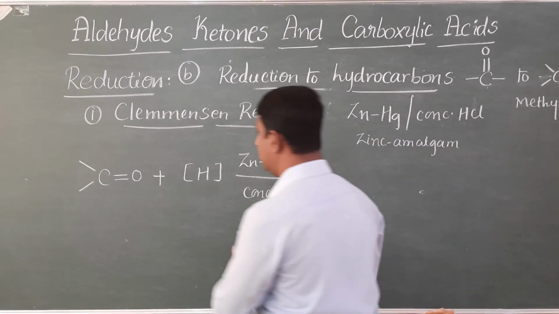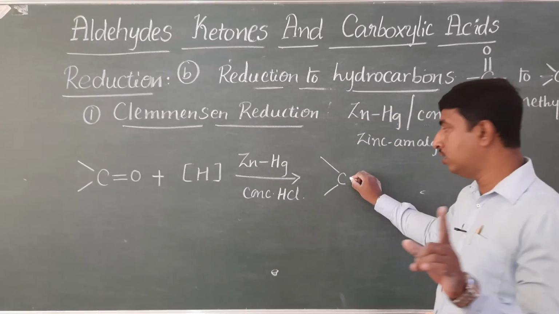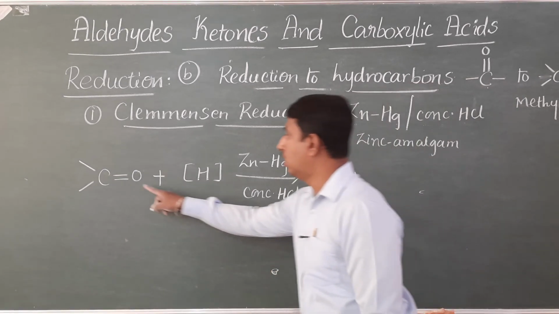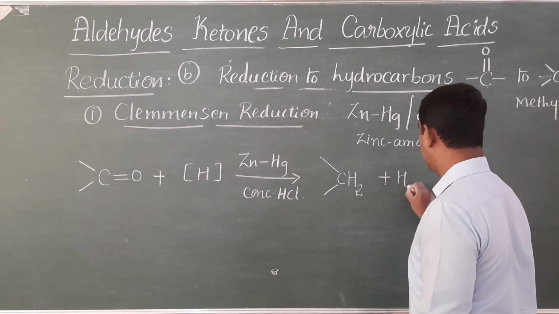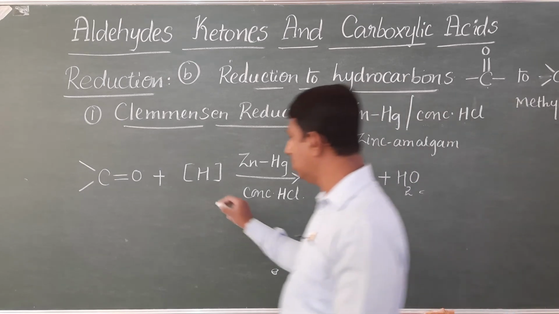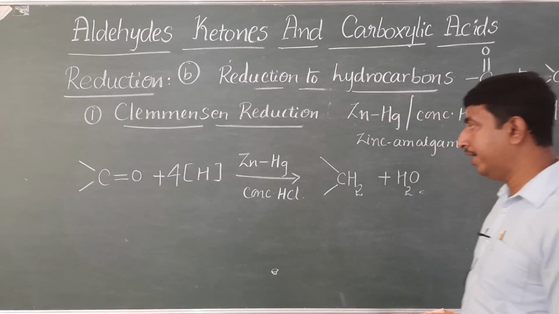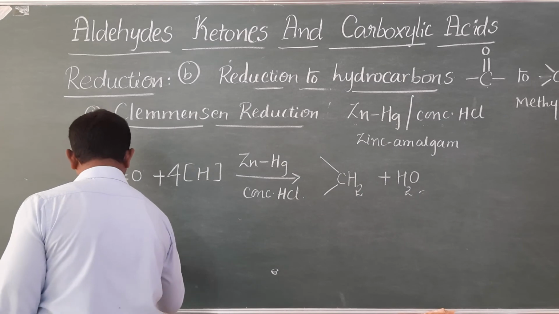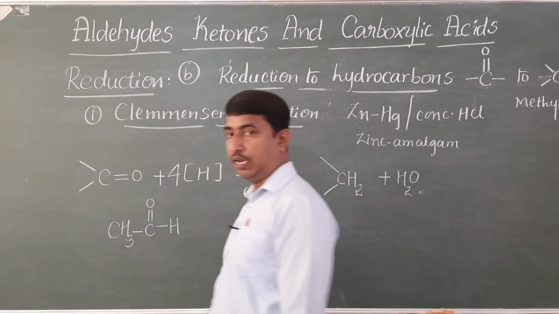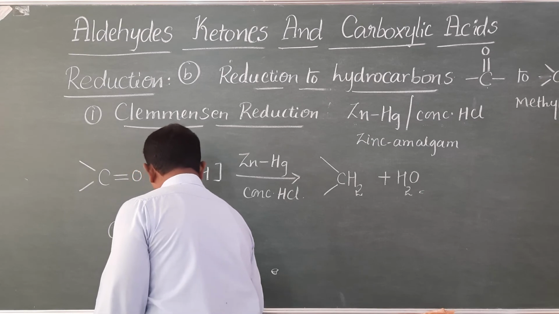I will remove this oxygen and in its place add hydrogen. I can't add one hydrogen, as the valence will not be satisfied. So I have to add two hydrogens, CH2. Oxygen is removed in the form of water, H2O. Totally 4 hydrogens, so this is 4 moles of nascent hydrogen. For example, CH3 C double bond O H. The common name of this compound is acetaldehyde.